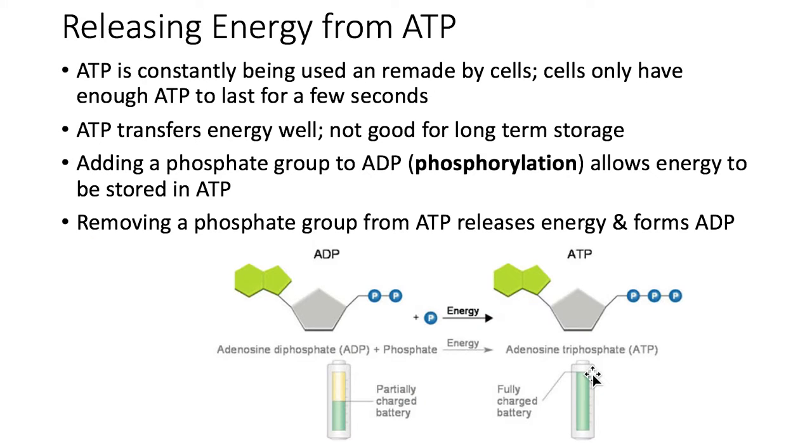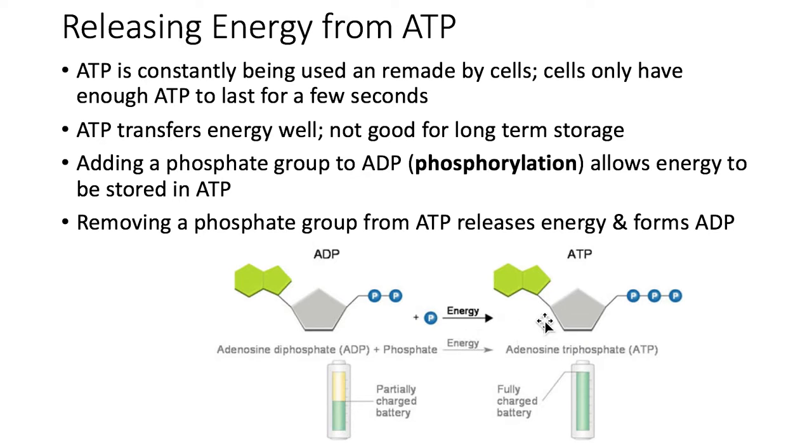As it turns out, our bodies go between ATP and ADP all the time. ATP is constantly being used and remade by cells. In fact, cells only have enough ATP to last for a few seconds. ATP is really good at transferring energy. It's not good for long-term energy storage.